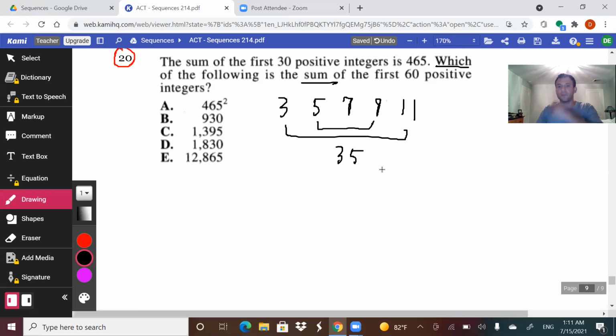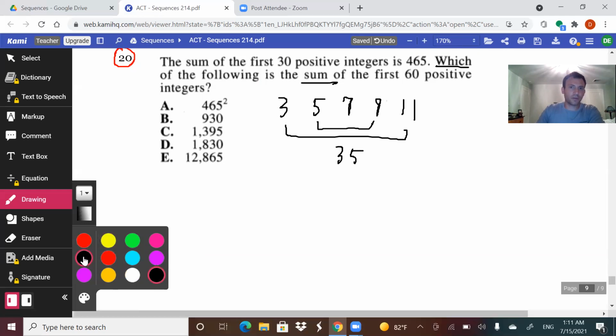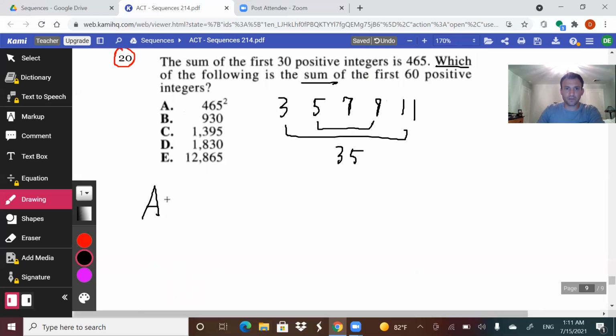14 twice plus 7. But the official way to do it is if you think about an average problem, or maybe not the official, but a more official way to do it. You have average equals sum of the terms divided by number of terms.